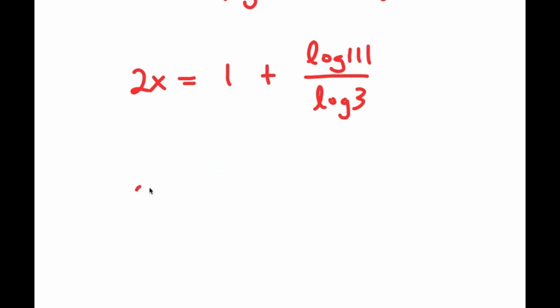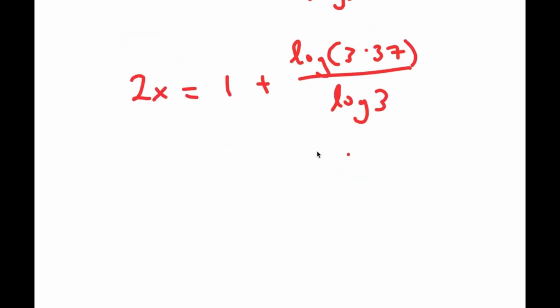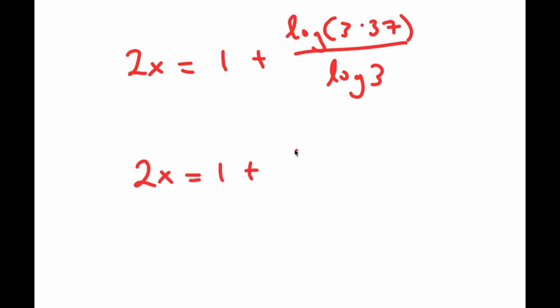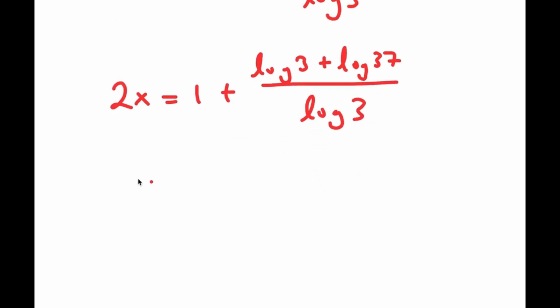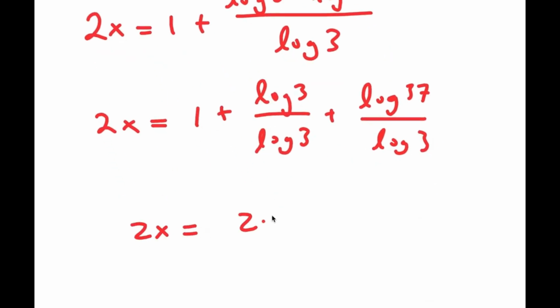Now log 111 is the same thing as log of 3 times 37. So now this is equal to log 3 plus log 37 over log 3, which now turns into log 3 over log 3 plus log 37 over log 3. And this is equal to 2 plus log 37 over log 3.